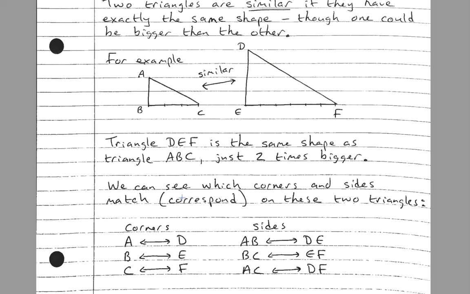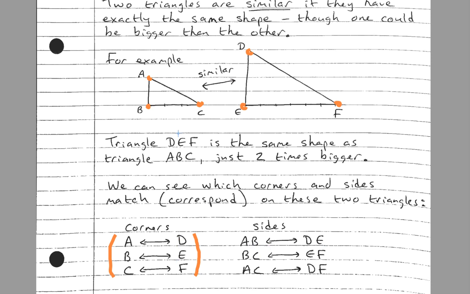Now there's a correspondence here that we can match things up. So this corner A matches this corner D. The B and the E match, and the C and the F match. So we're just matching up what corresponds to what on these two similar triangles. So we can match the corners.